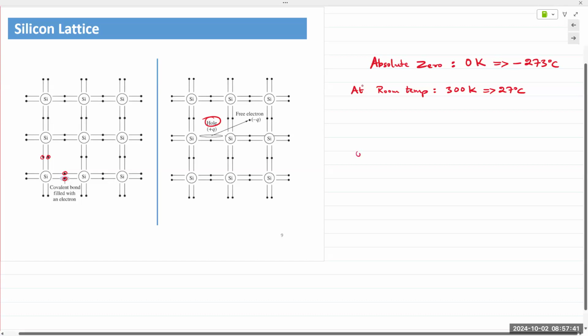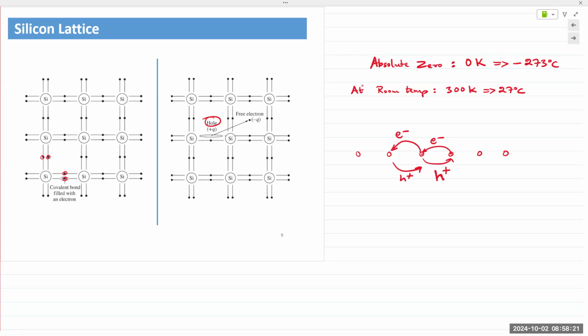So if these are the spots, and you have an electron here, let's say an electron jumps here, then this hole is moving here. So the electron moves here, and the hole moves to the right. Every time an electron jumps over, the hole is moving in the opposite direction. Electrons move to the left, holes move to the right.